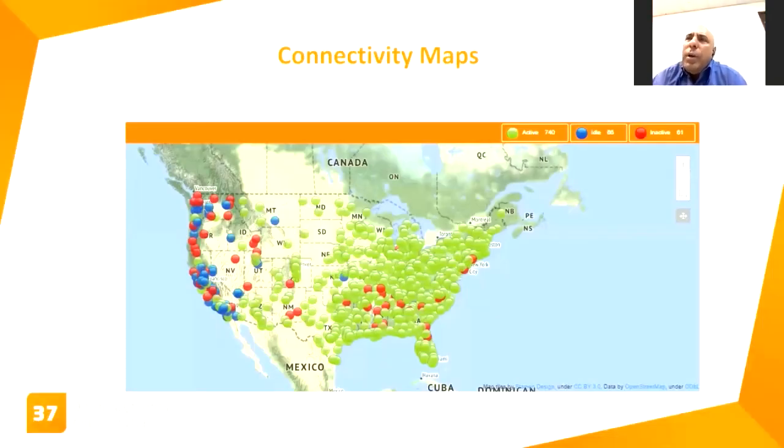Now here is a connectivity map. This allows us to see which stores within the United States are having problems. The problems could be purely a network issue, it could be a timing issue, it could be timeouts. But this allows us to drill down into the store level very quickly. Next.